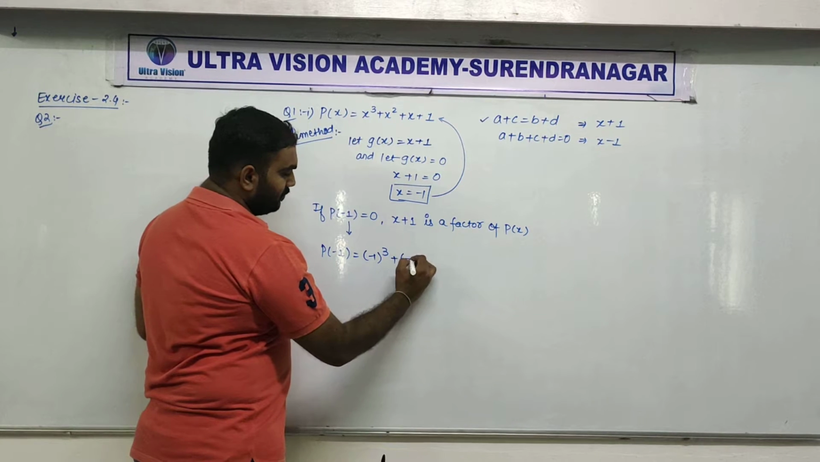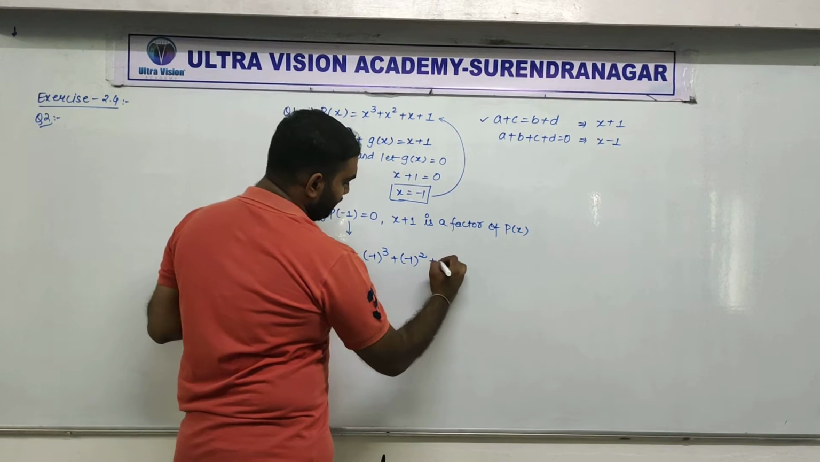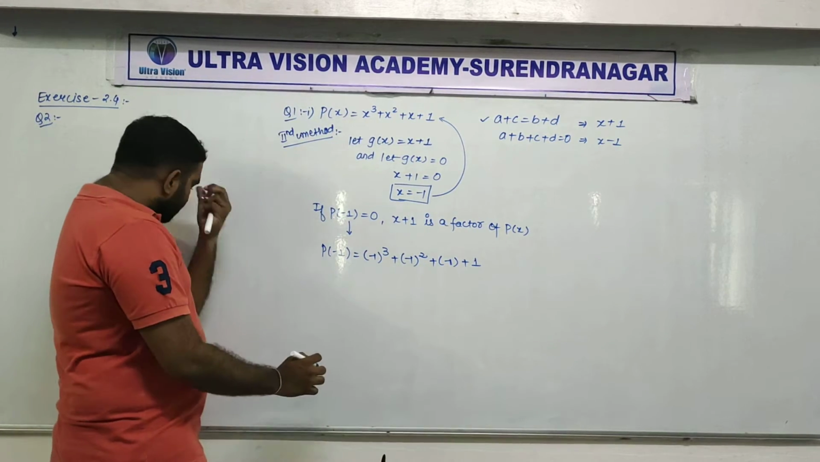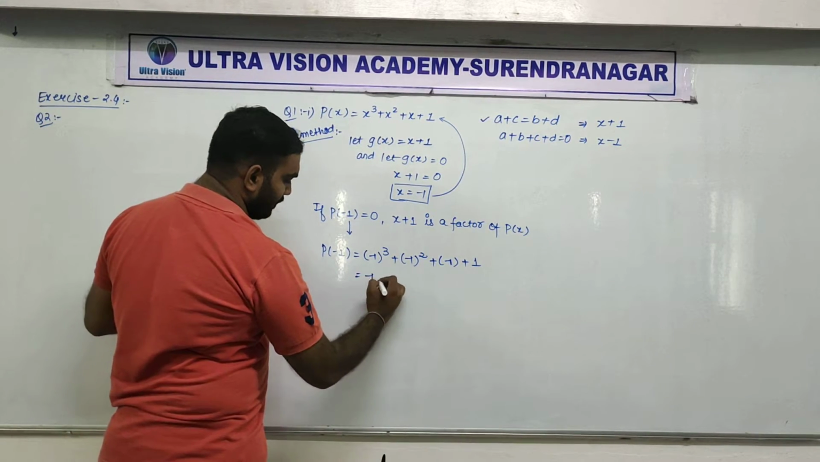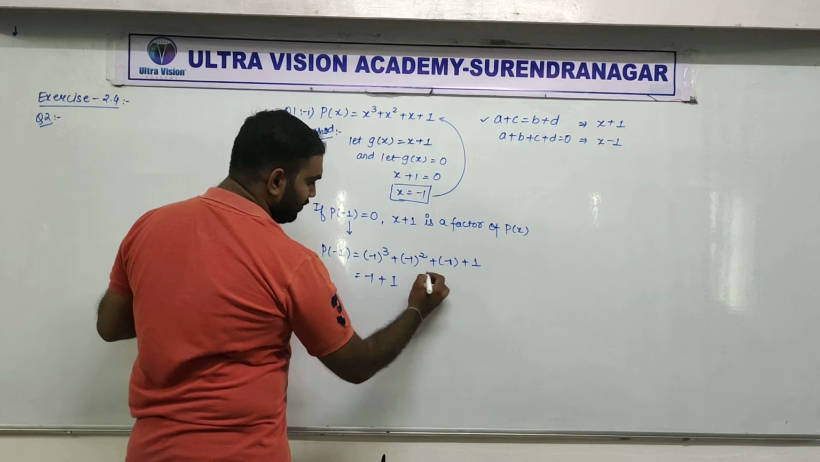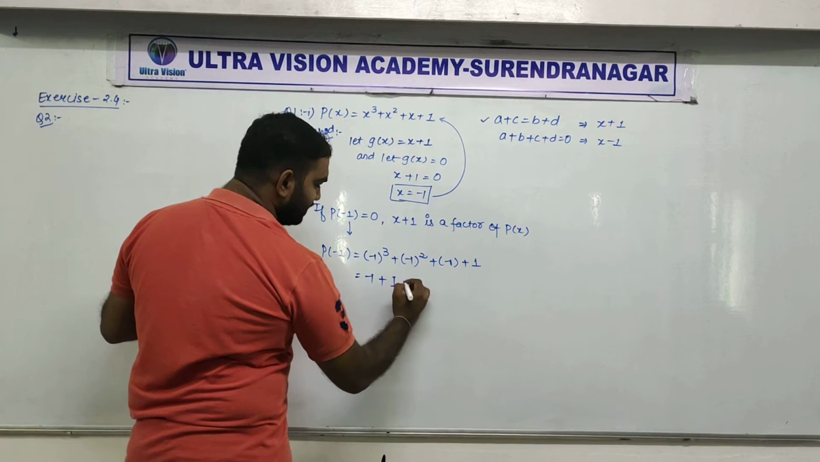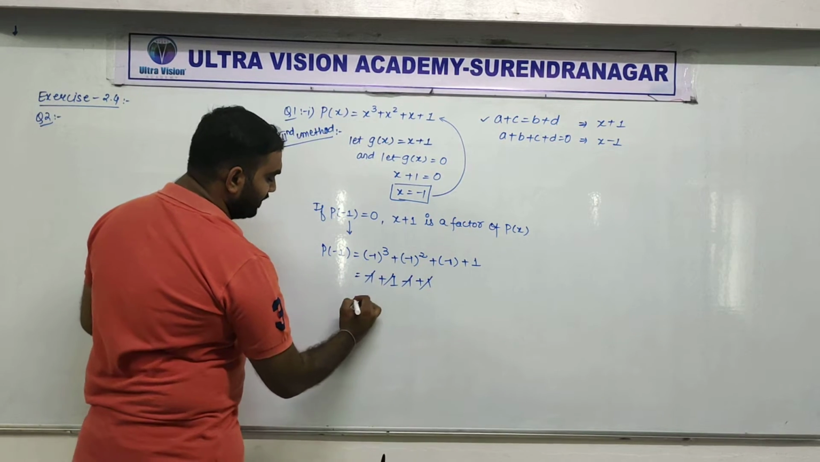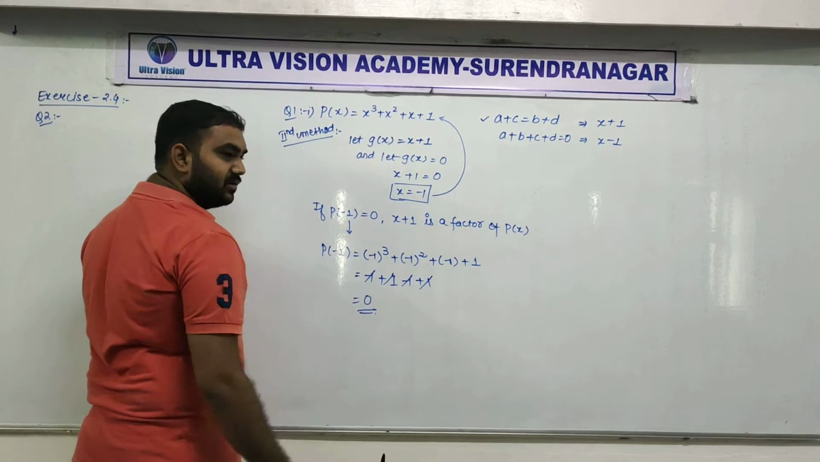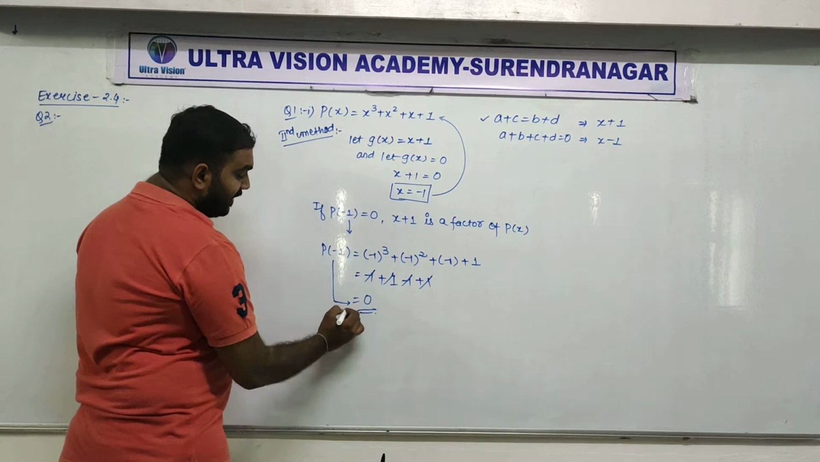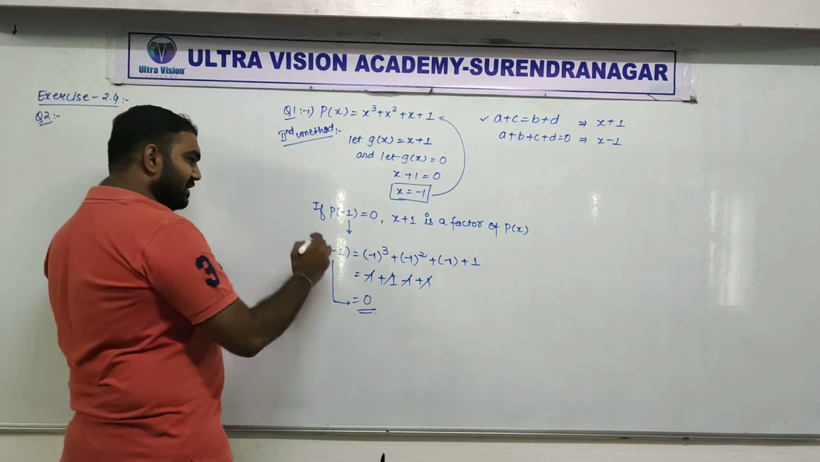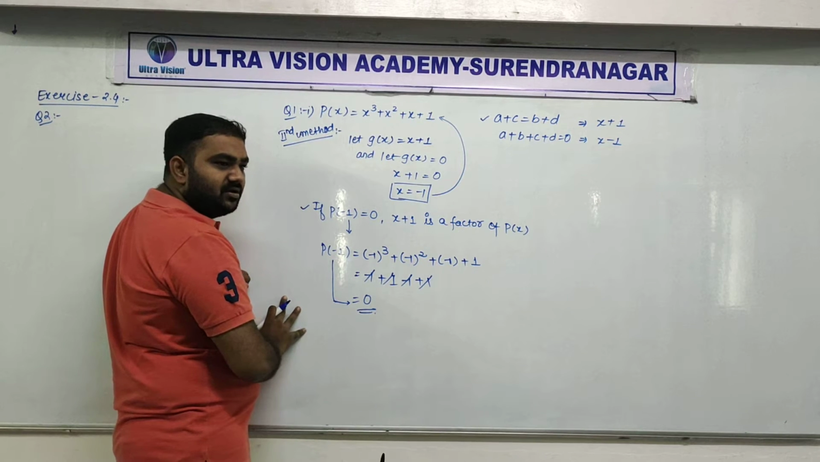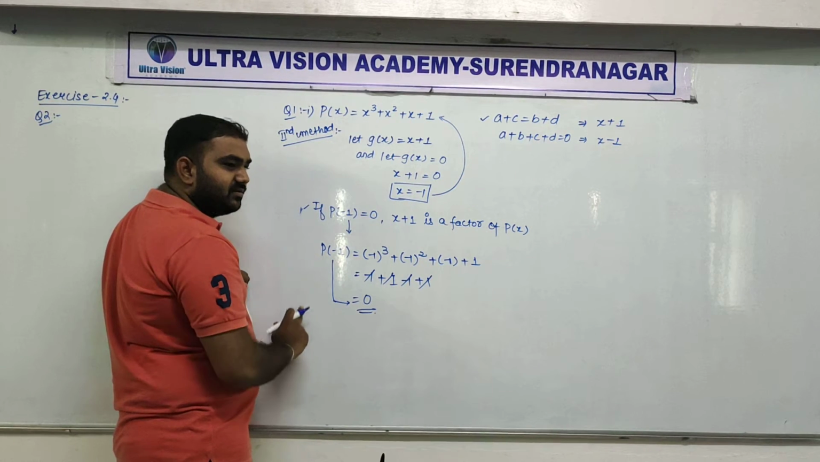-1 cube plus -1 square plus -1 plus 1. -1 cube is -1, -1 square is 1, plus -1, plus 1: minus 1 plus 1 minus 1 plus 1. The answer is 0. So we got the value of p of -1 as 0. So we can say that yes, x plus 1 is a factor of p of x. Clear or not? Yes. This is the second method.